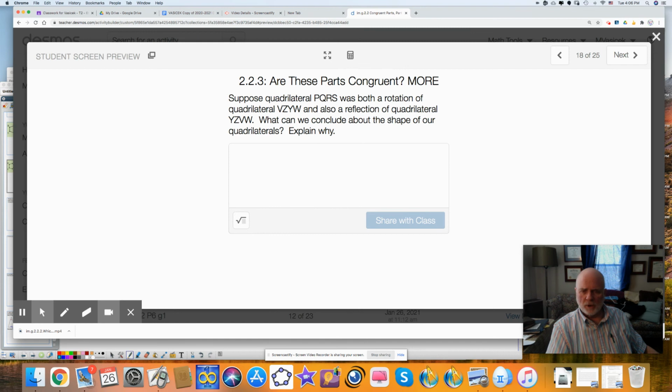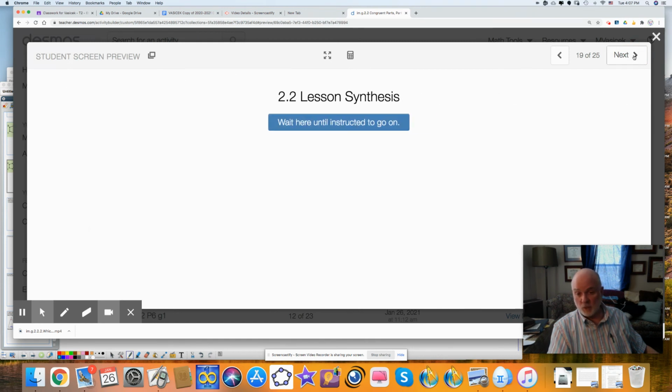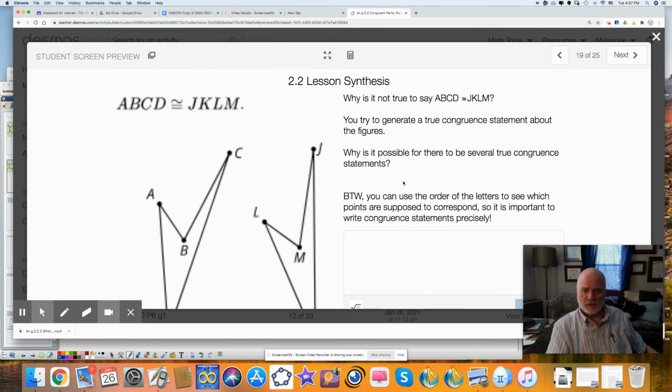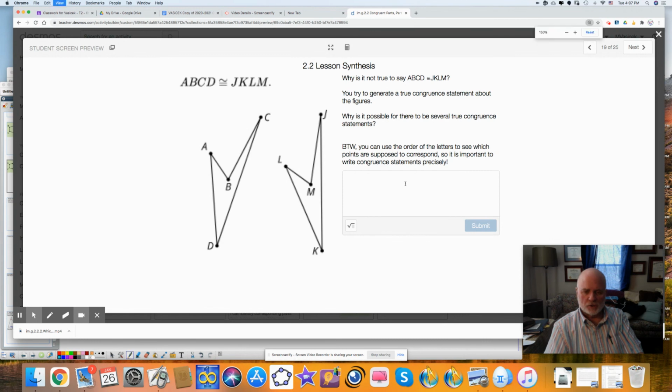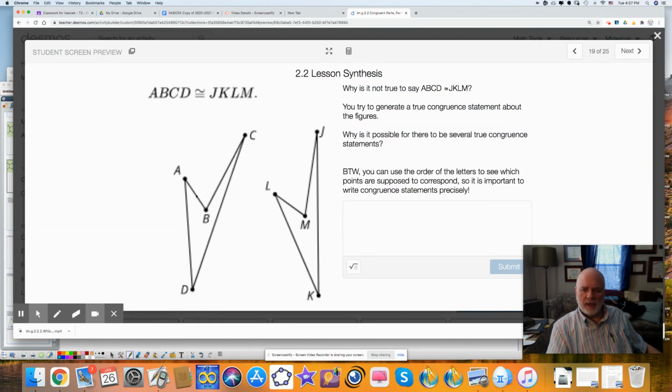There's also some more here, which I will tell you right now, it has to be a square. It ends up having to be a square. The lesson synthesis: why is it not true to say ABCD is congruent to JKLM? Well, the letters don't match up. ABCD would match up with LMJK. A would match up with L, B would match up with M, and so forth.